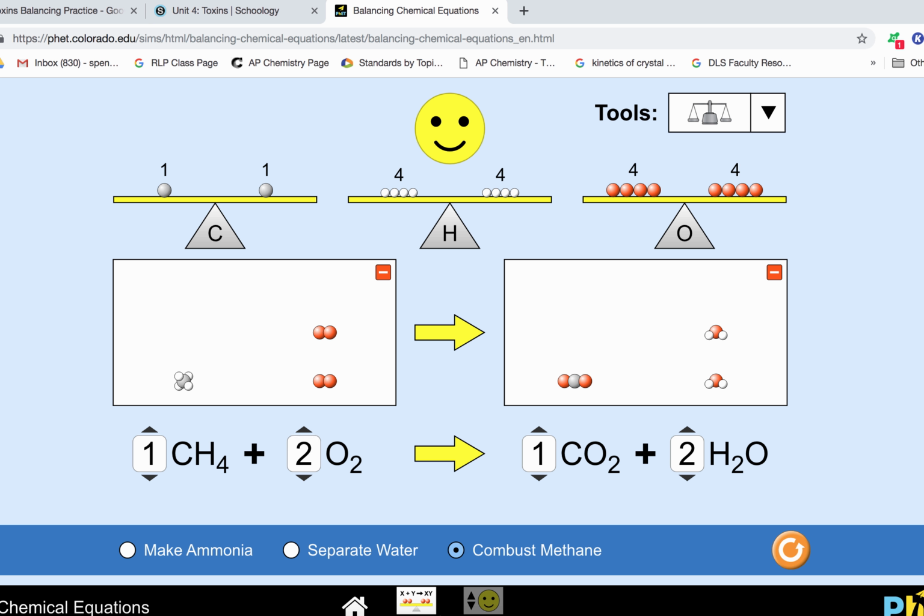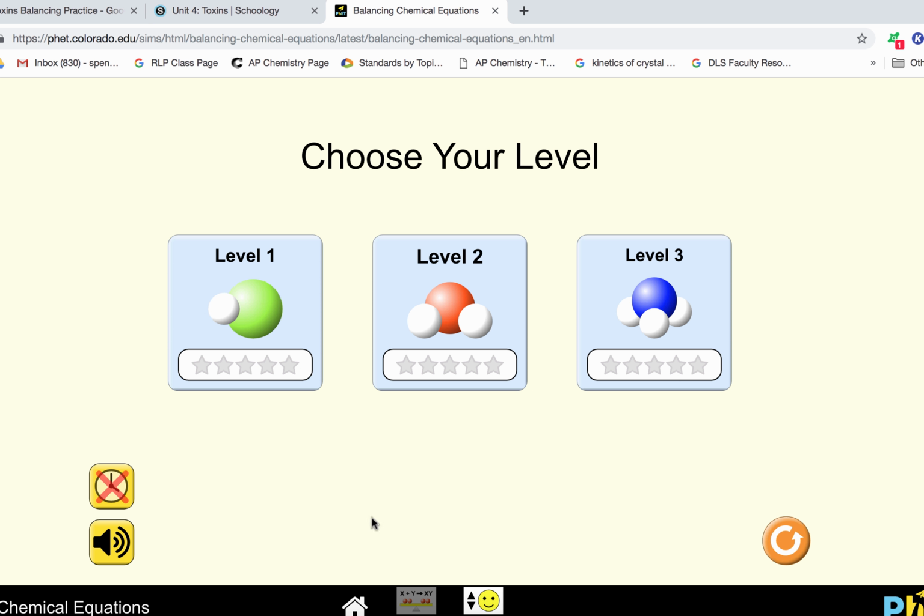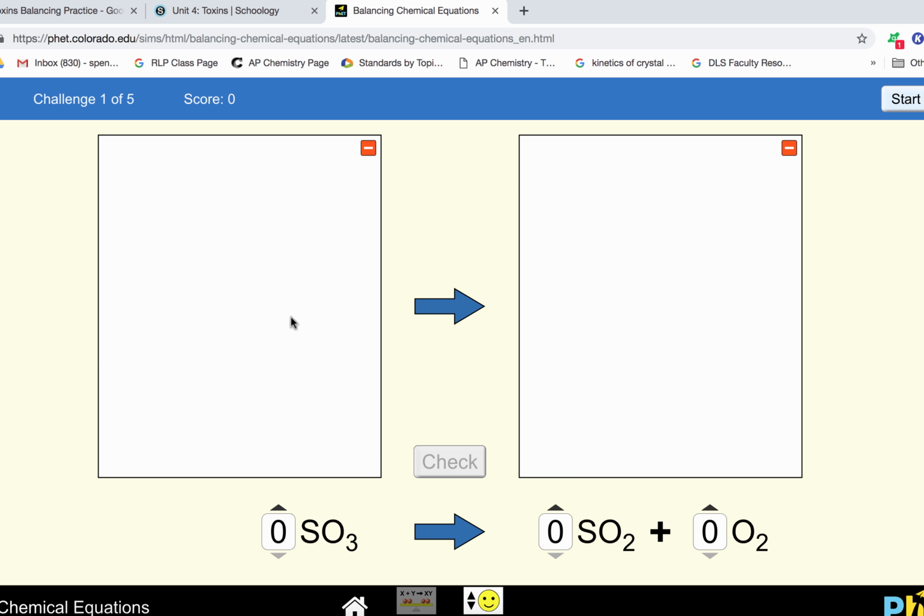So that's the basic premise for what you're going to do, and you're going to do some practice. When you do the practice, you've got this game. You can pick level 1, level 2, and level 3. Actually, I want you to do them all. You can work with a partner. You can have fun with it. But there's only 5 per level, so it's pretty quick to do.